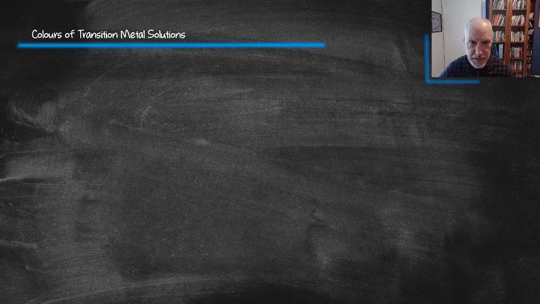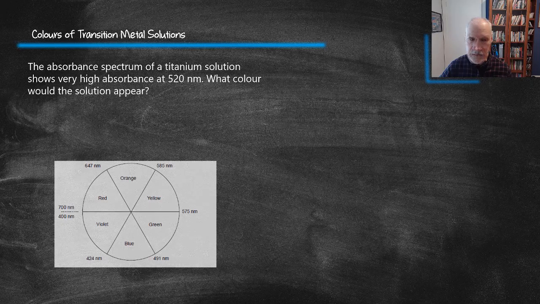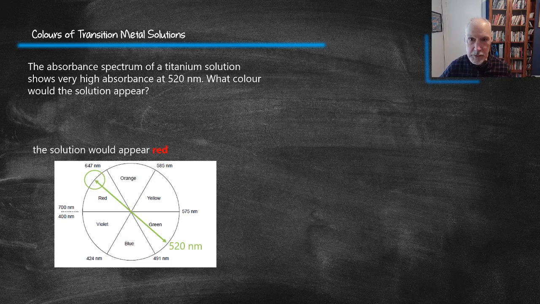Let's try a question dealing with this concept. The absorbance spectrum of a titanium solution shows a very high absorbance at 520 nanometers. What color would this solution appear? So I begin by consulting diagram 15 in our IB data booklet. I locate where 520 nanometers would be, somewhere here in the green region. I then observe the color that's opposite to the green, the red. So this solution would appear red.